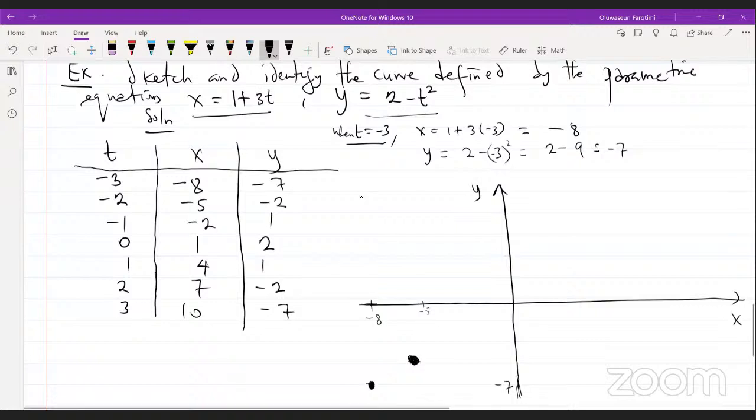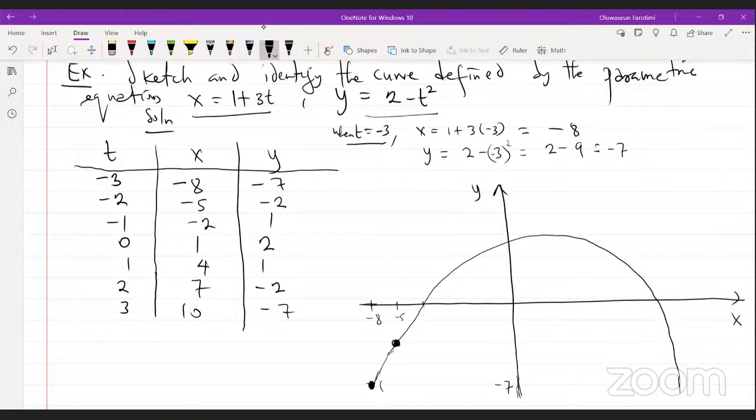So if you keep doing this, at the end of the day, you're going to get a parabola facing down. So let me just sketch my parabola. Suppose my parabola looks like this. We assume that, because I'm not drawing to scale, that's why I can do this, guys. If I'm drawing to scale, I'll make sure that everything aligns.